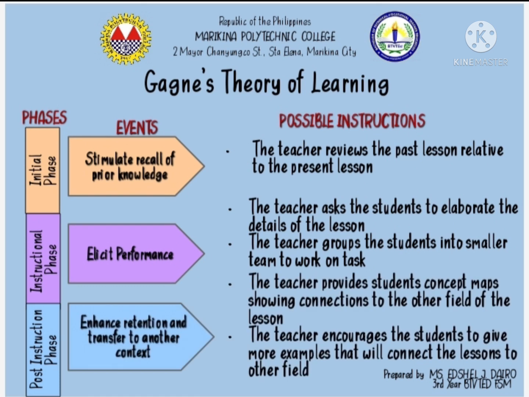The third event in the post-instruction phase is enhance retention and transfer to another context. There are two possible instructions here. The teacher provides students concept maps showing connections to other fields of the lesson. Second, the teacher encourages the students to give more examples that will connect the lessons to other fields. So, as a teacher, you need to provide some information that will connect to the lesson that you will discuss with your students.